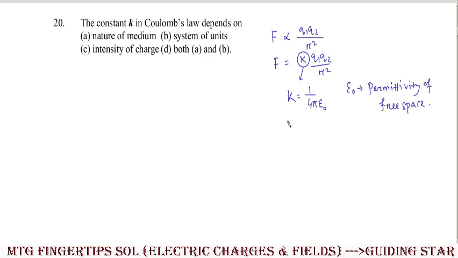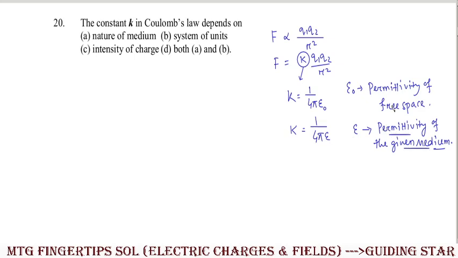If it is a given medium, then in that particular case the constant k will be 1 upon 4 pi epsilon naught epsilon, and this epsilon is the permittivity of the given medium. So here, k is inversely proportional to the permittivity of the given medium, and this permittivity depends on the medium.